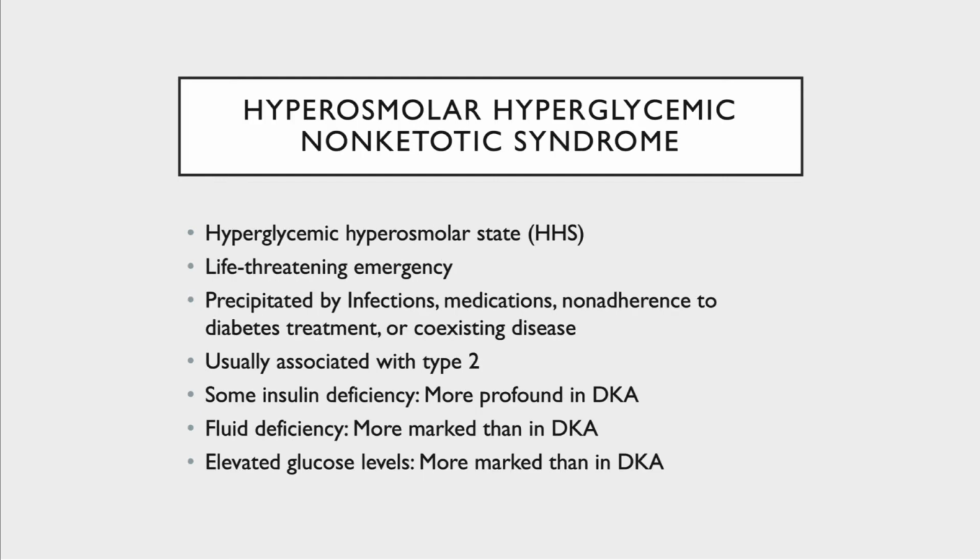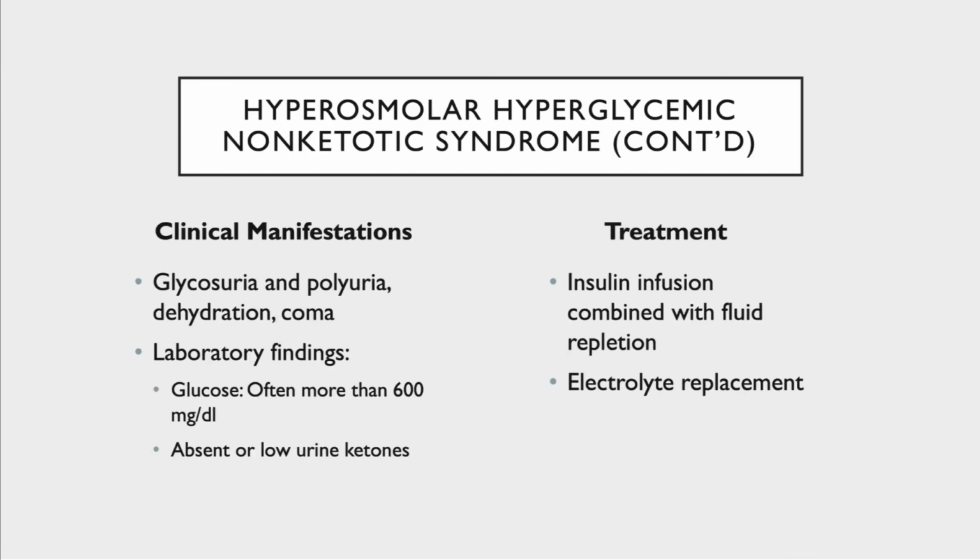With HHNK, they have some insulin circulating, and that's the trick to understanding the difference. They have much more fluid deficiency. They are more dehydrated because of that hyperglycemic state and the effect on the kidneys, and the glucose levels go up much higher. So usually these glucose levels are in the 600 or more range, up to, as I said, 1,000, 1,200, something like that. And these people need tons of IV fluid, insulin infusions, electrolyte replacement, etc.